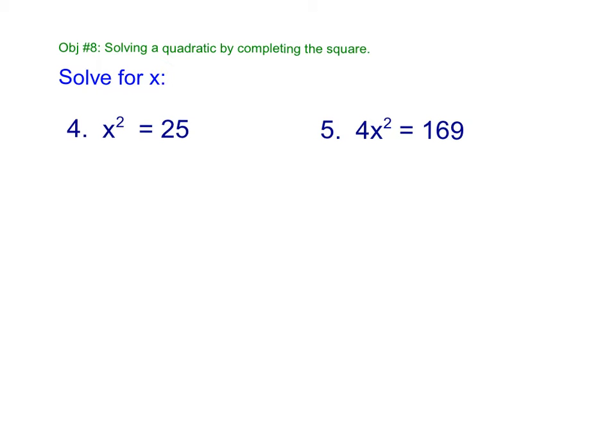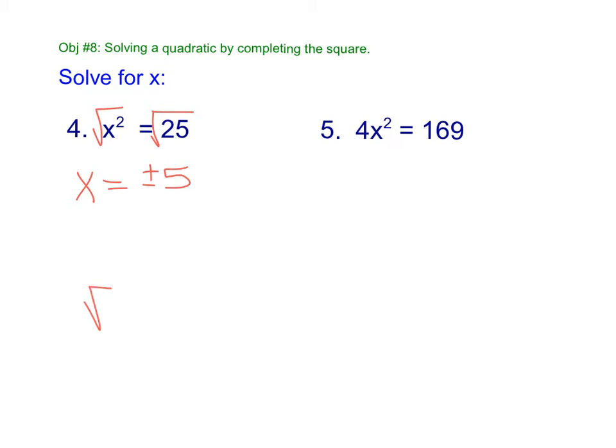Without subtracting, how could we solve for x here? So think of x squared. What is the opposite of squaring a number? It's square rooting it. So if we just take the square root of both sides, we get x equals. Now here's the tricky thing. It's actually plus or minus 5.